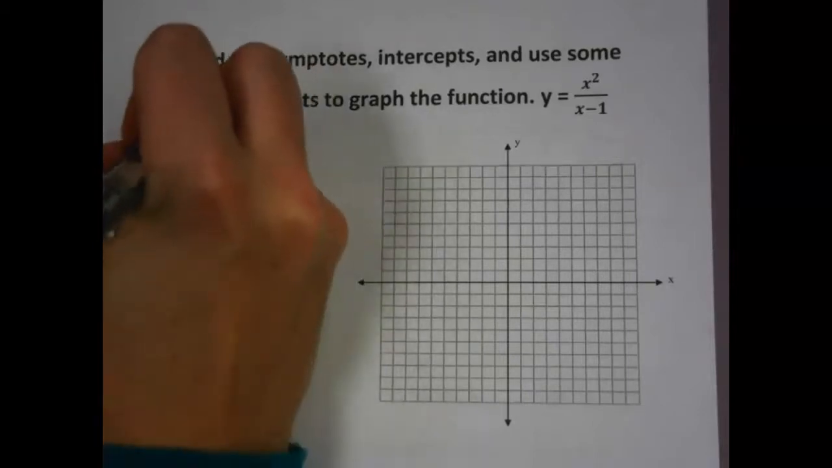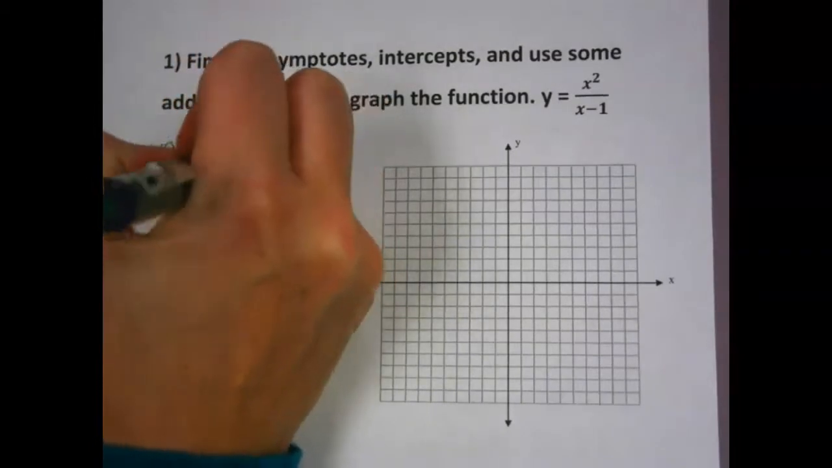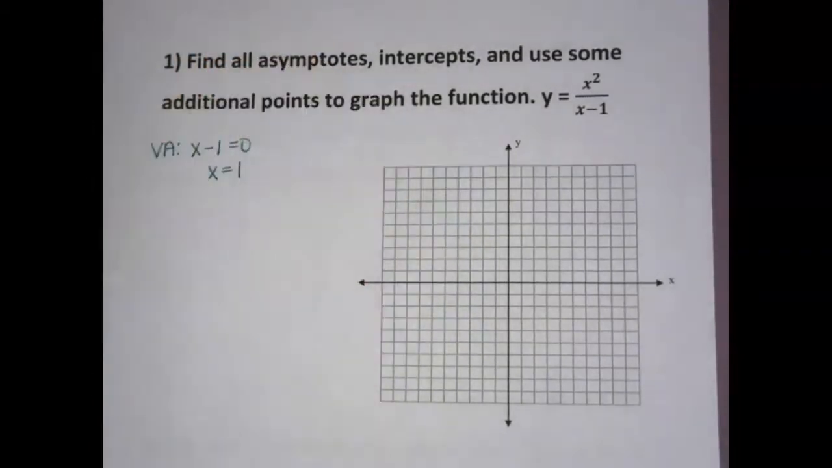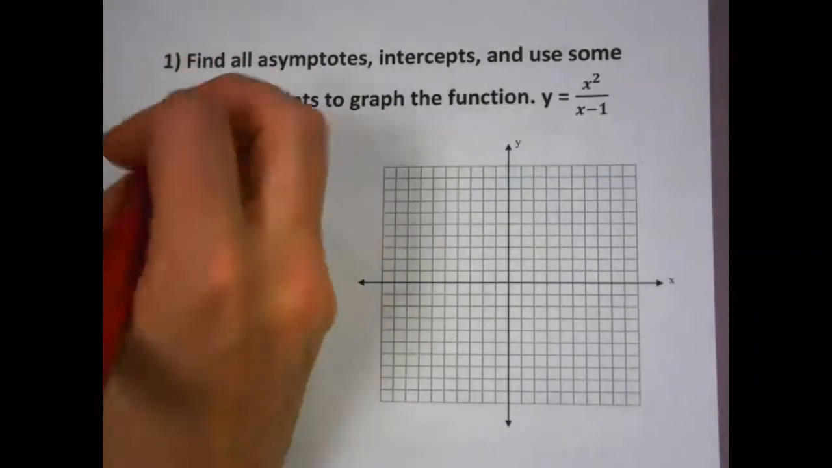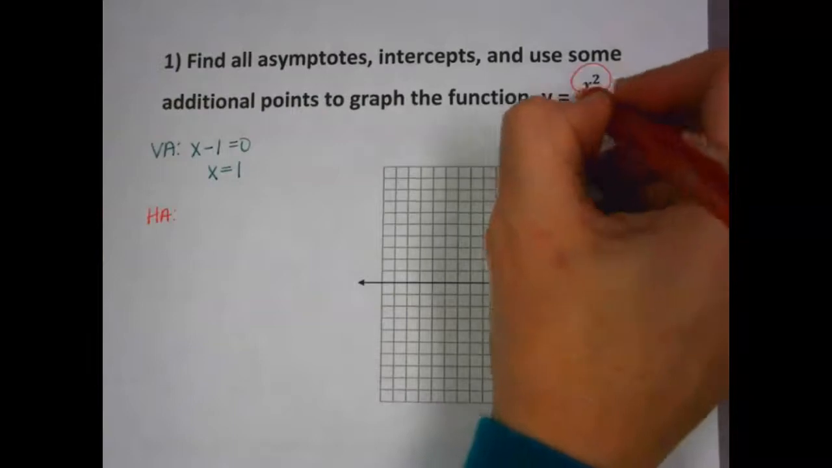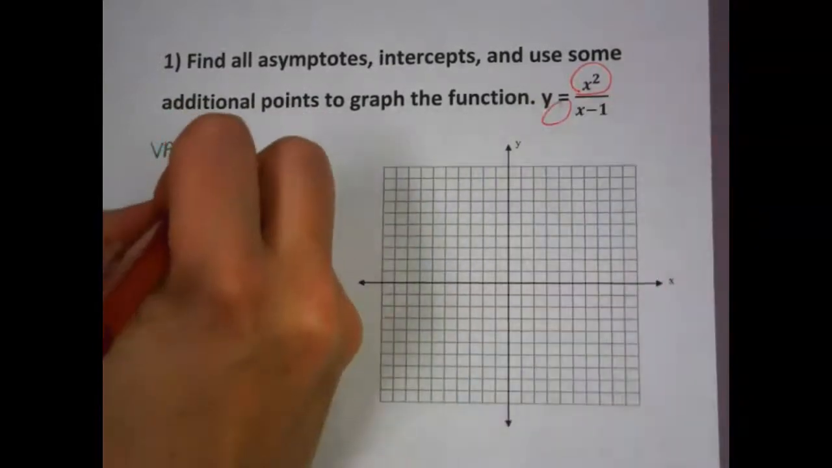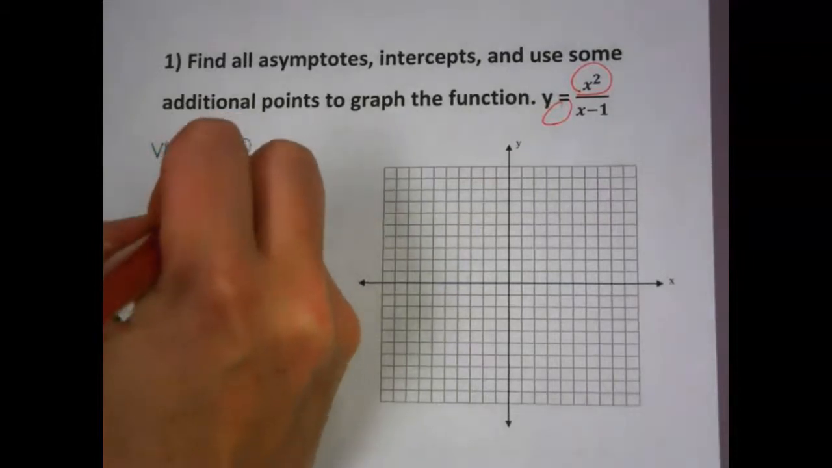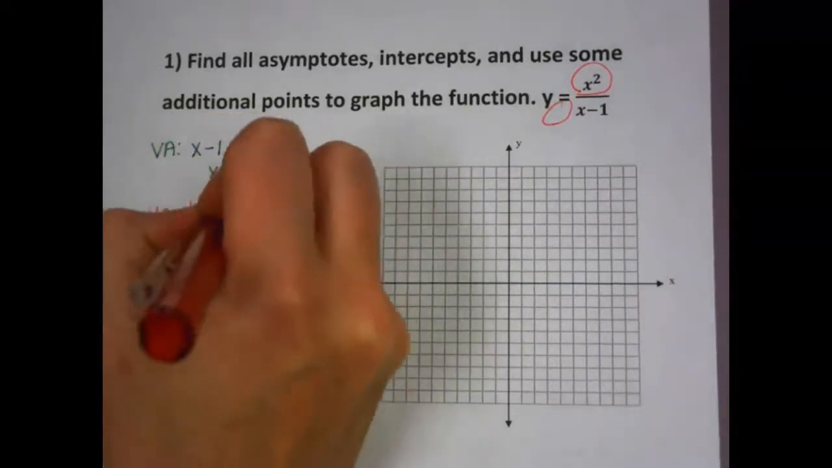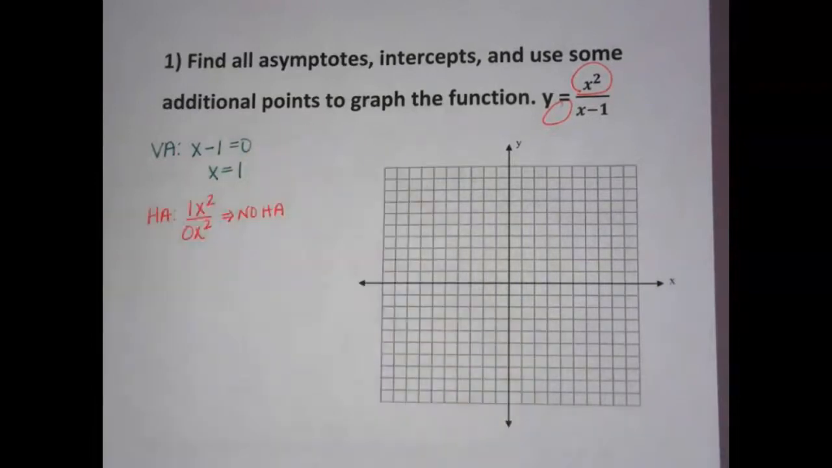All right, so vertical, we set our denominator equal to 0. So we get x equals 1. Horizontal, we're going to divide our largest degree. So x squared is our largest degree. There's not an x squared on the bottom. So we have 1x squared over 0x squared, which tells us that we have no horizontal asymptote. So that's going to lead us to a slant asymptote later.